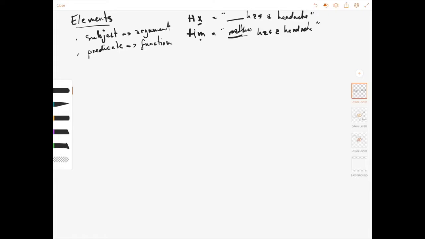When we put a constant in as the argument, then it generates an actual proposition, an assertion about the world. So in this case, H of n represents the proposition Matthew has a headache. So it's important to see the difference between these two. In this one, with a variable, we have not said anything about what goes in the x. And so consequently, we can't treat it as an actual assertion about the world.